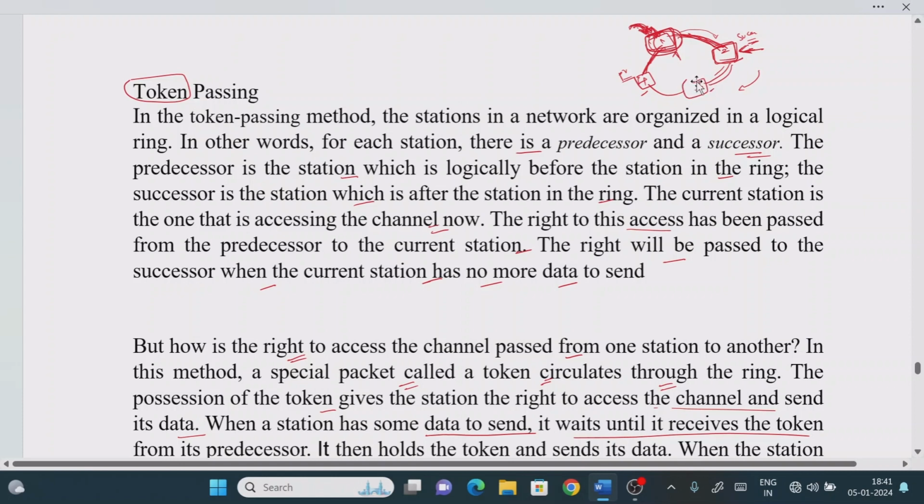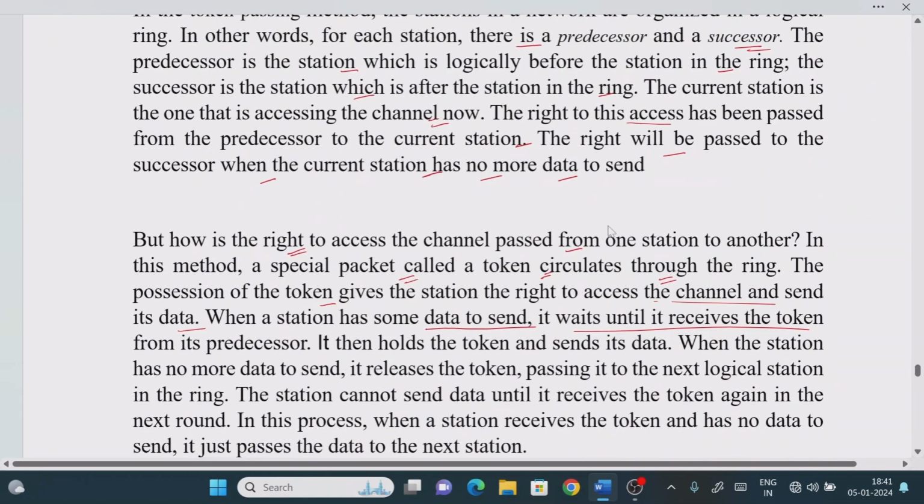Once you receive the token only, you need to send the information, right? That is the meaning. It waits until it receives the token from its predecessor, meaning the previous station. It then holds the token and sends its data. When the station has no more data to send, it releases the token. If you don't have anything to send, then you release the token. It will be transferred to the next station, passing it to the next logical station in the ring.